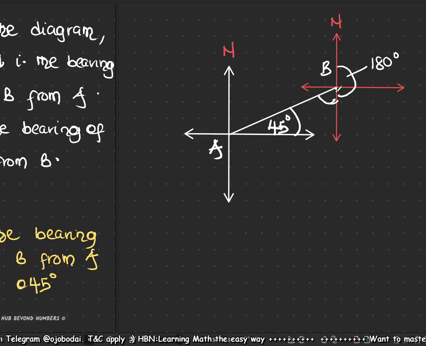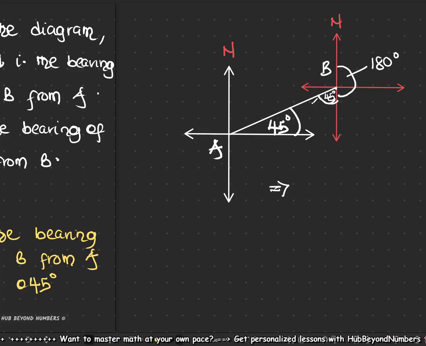And since they alternate, if this side, as we have said initially, is 45 degrees, then this side is also going to be what? 45 degrees. So that simply means we have 45 degrees over here. You see? So at the end of the day, we have 180 plus 45 degrees. That will give us our back bearing. So this implies that our back bearing, or the bearing of A from B, is what? 225. That is measuring this whole angle here.